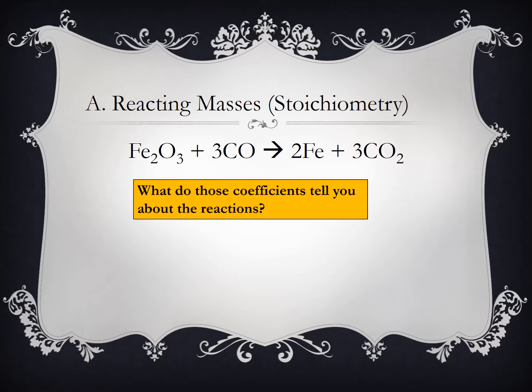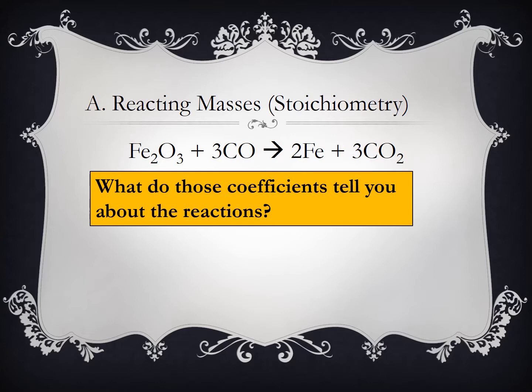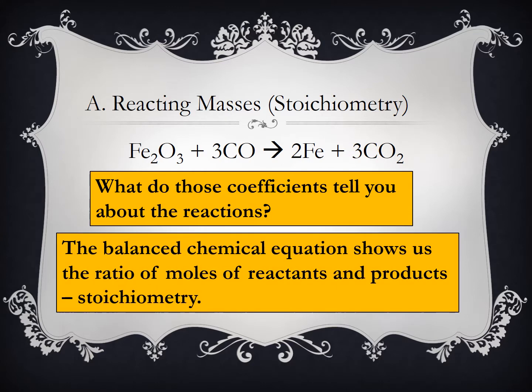Okay, here is our balanced equation. What do these coefficients actually tell you in the reaction? They're ratios. That means I need 1 part of iron oxide for 3 parts of CO. That's what stoichiometry is, basically just showing ratios between moles of reactants and moles of products. Moles are easier to use, and then we can convert that into mass using molar mass.